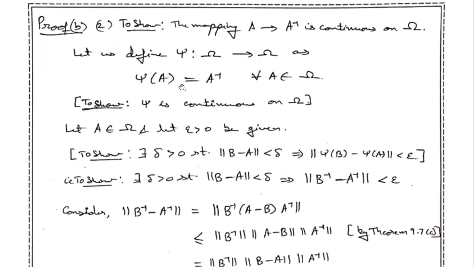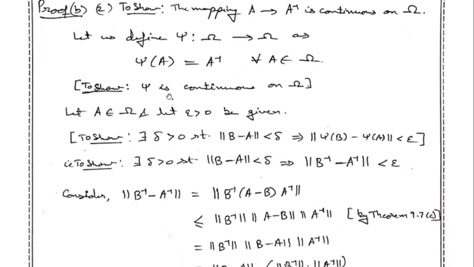We have to show that the mapping psi is continuous on this Omega. Omega is an open subset of L(R^n) as a normed linear space. We have already proved that in our previous part, and therefore that qualifies us to consider this mapping from Omega to Omega for continuity, because we have already proved that this is an open set, so the question of continuity is discussable there.